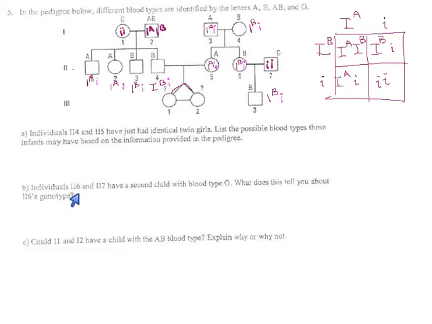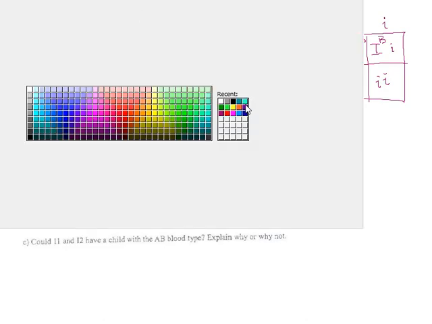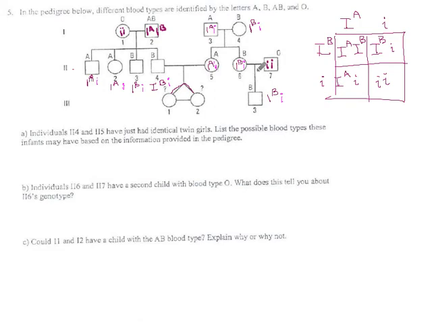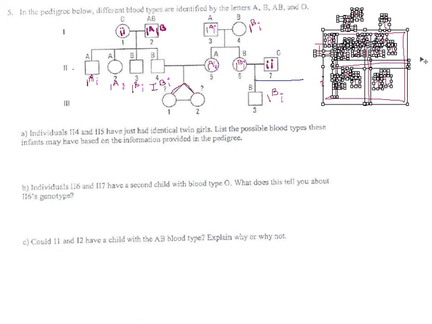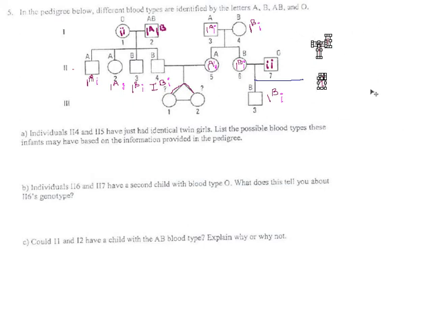Now, individuals 2-6 and 2-7, now they're feeding us more information. They have another child, sorry, I'm going to move this. All right, I'll just get rid of it. They have a second child, let's make it a girl, who is blood type O. So her genotype is little i, little i. What does this tell you about 2-6's genotype?